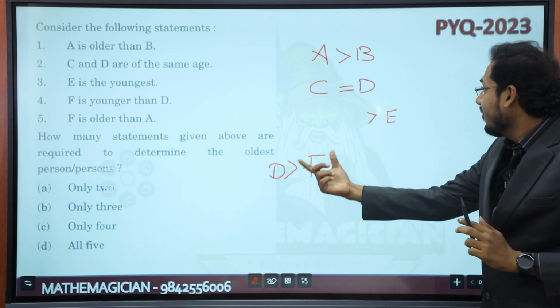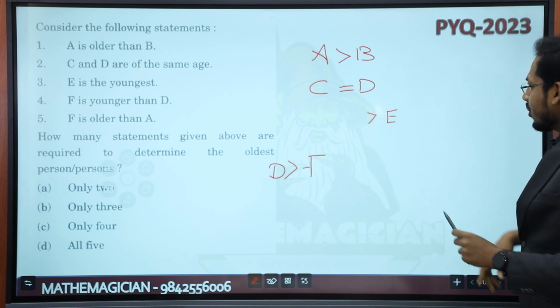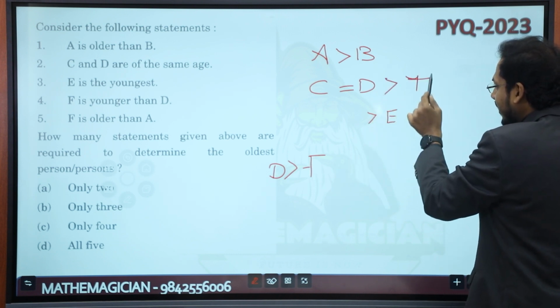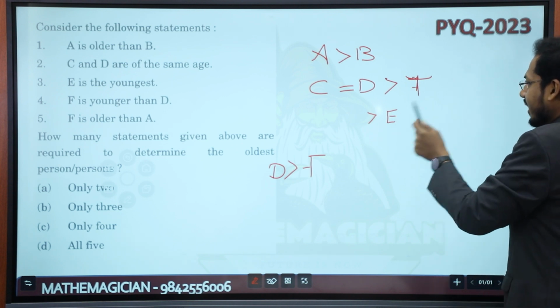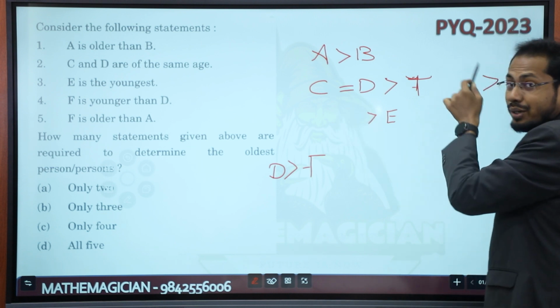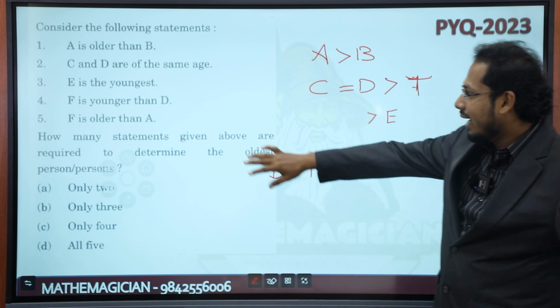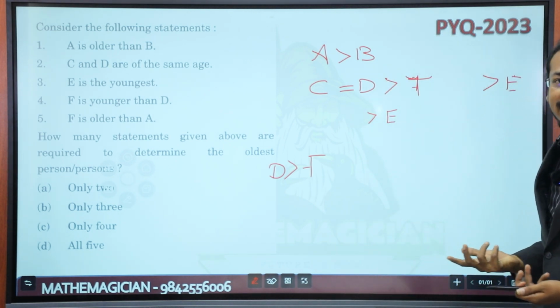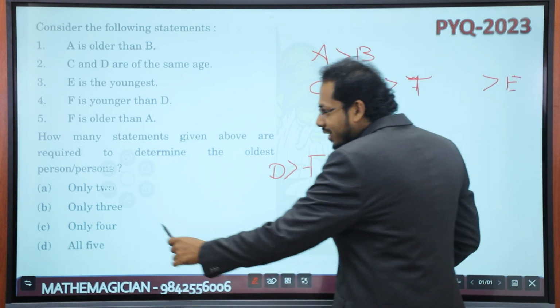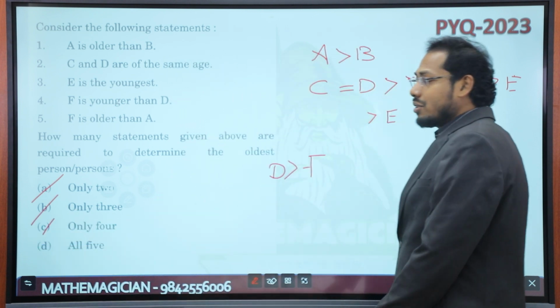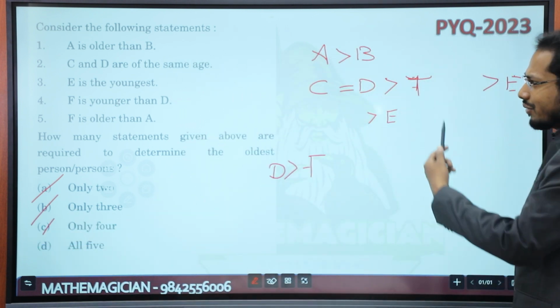D and F: D is here, so we can add F here. E is the last person. Still I don't know where to write A and B. As of now I have written 4 values, and still I am not getting the answer for who is the oldest one. So 2 is wrong, 3 is not, 4 is also not, so I am not going to take 5, even though we can check.